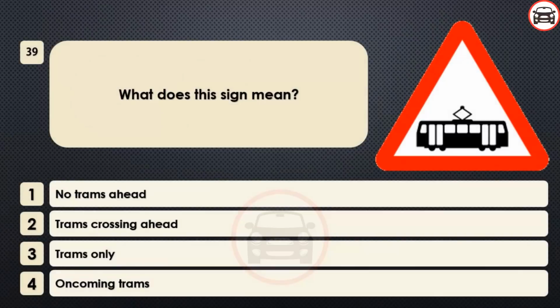What does this sign mean? 1. No trams ahead. 2. Trams crossing ahead. 3. Trams only. 4. Oncoming trams.